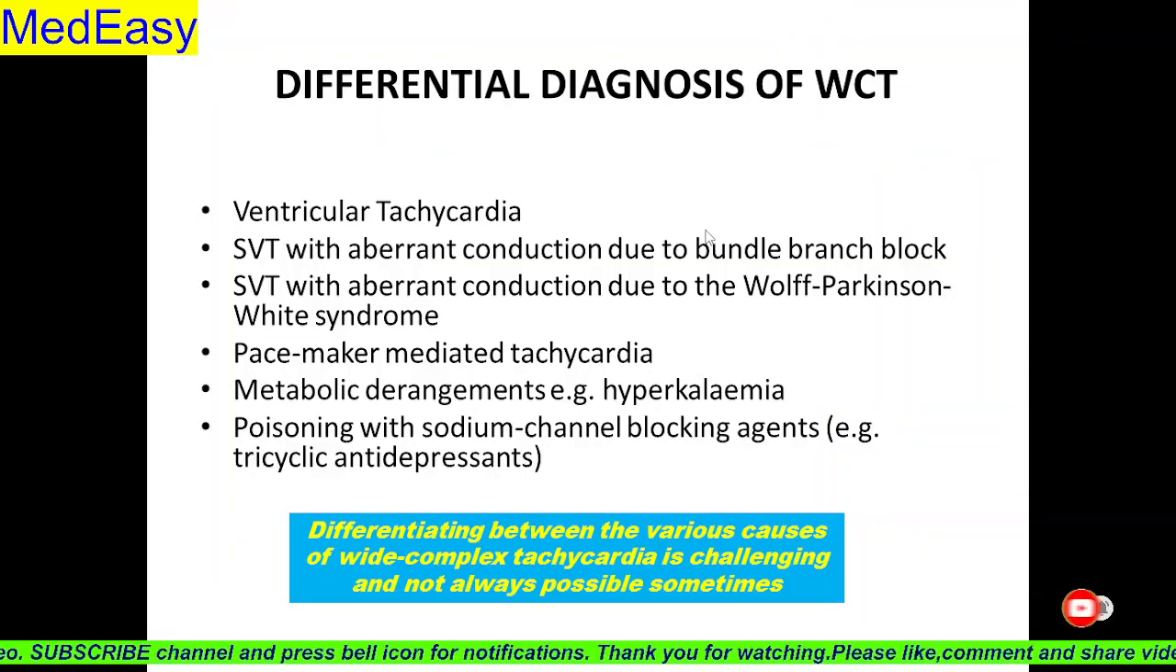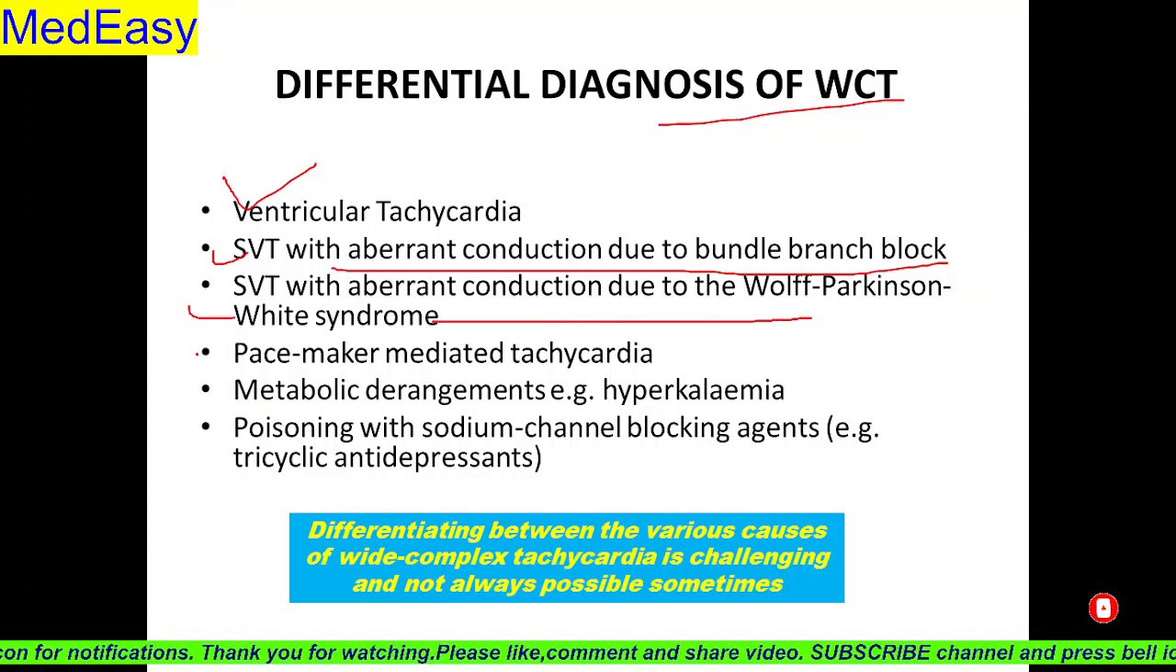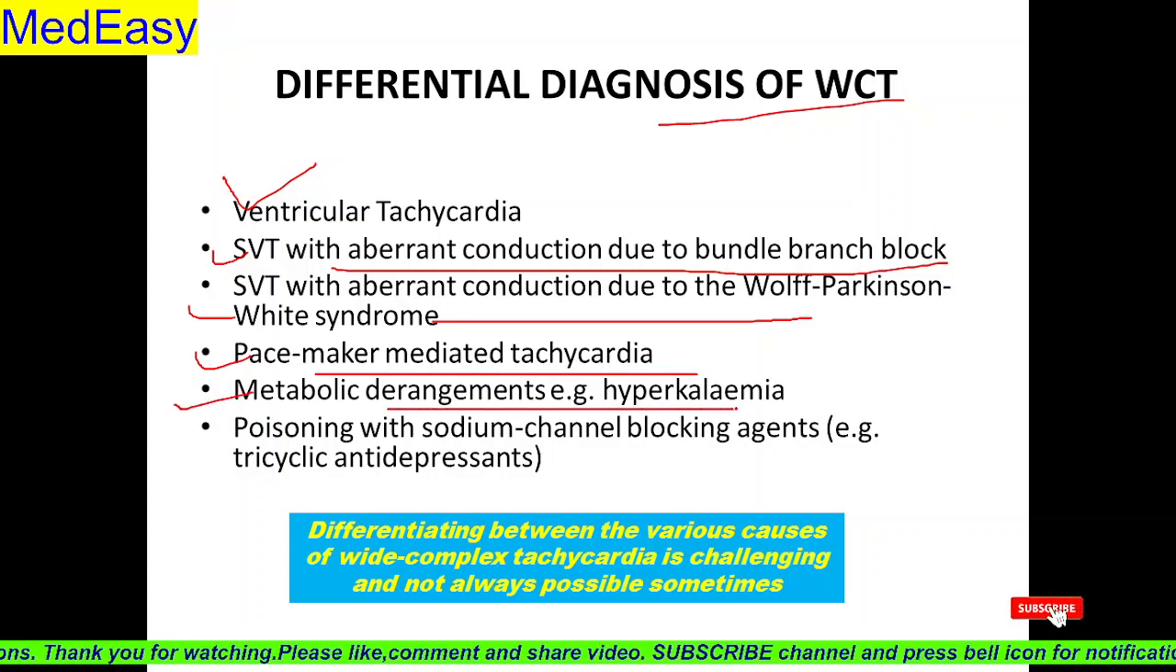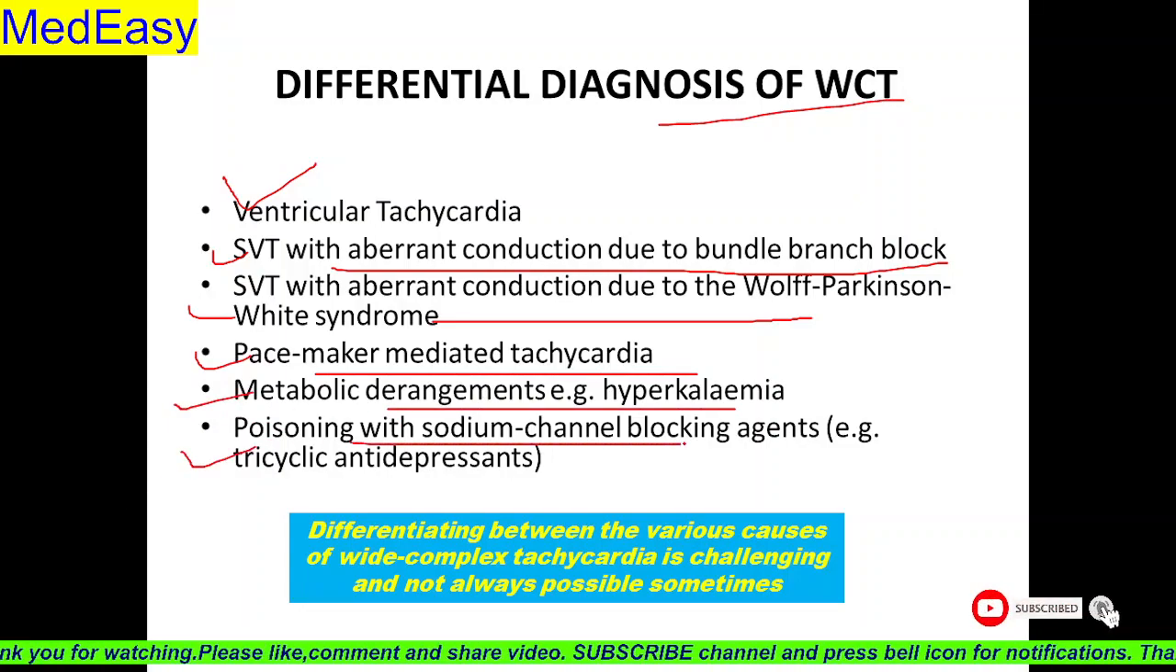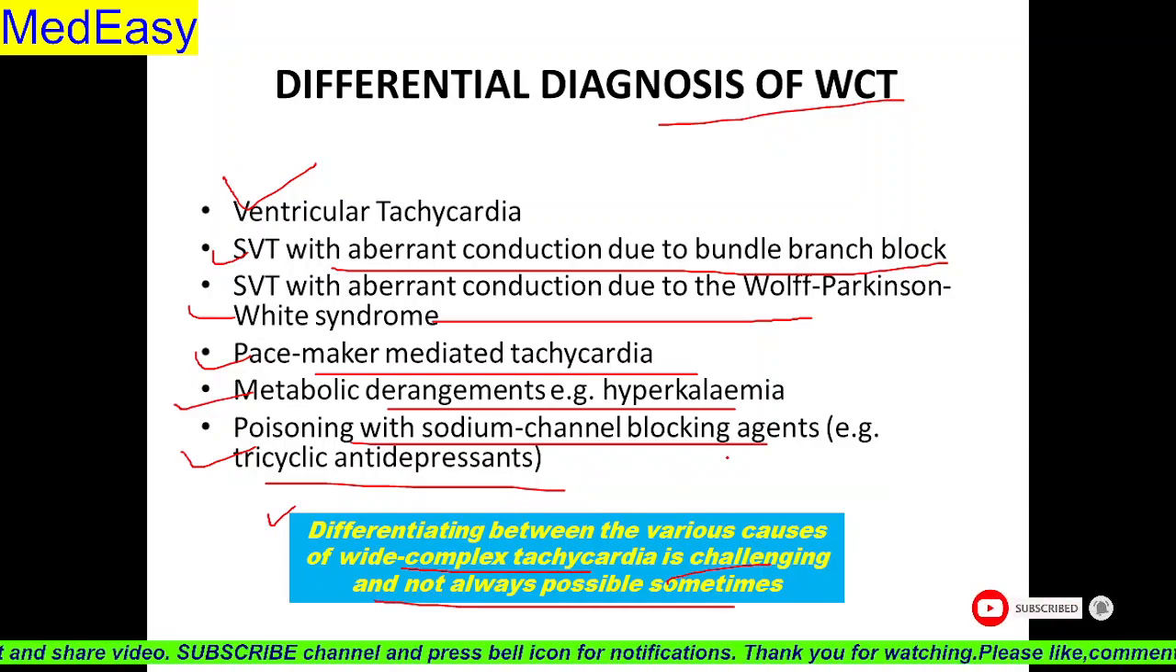Now coming to the differential diagnosis of wide complex tachycardia. What can the differentials be? Ventricular tachycardia, SVT with aberrant conduction due to block, SVT with aberrant conduction due to WPW syndrome, pacemaker mediated tachycardias, metabolic tachycardias like hyperkalemia, and patient poisoning with sodium channel blocking agents like tricyclic antidepressants. Okay. Sometimes differentiating between the various causes of wide complex tachycardia is challenging and is not always possible.